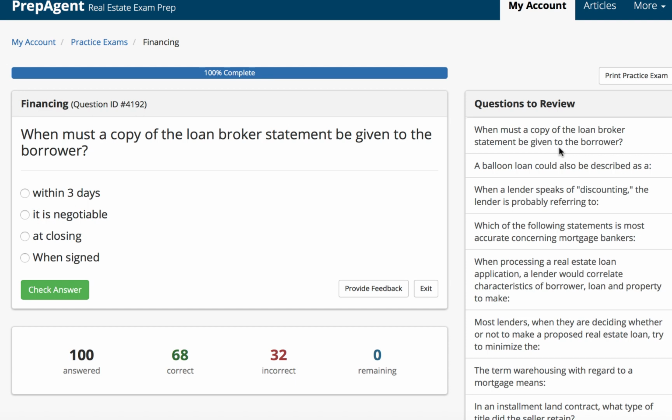When must a copy of the loan broker statement be given to the borrower? It's either within 3, I think when signed.